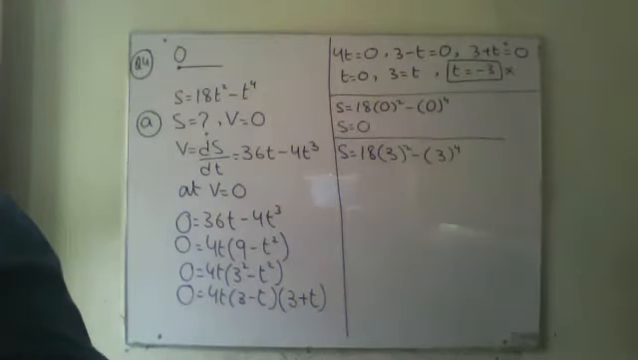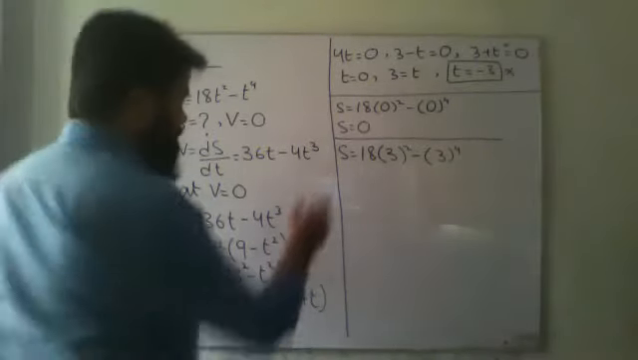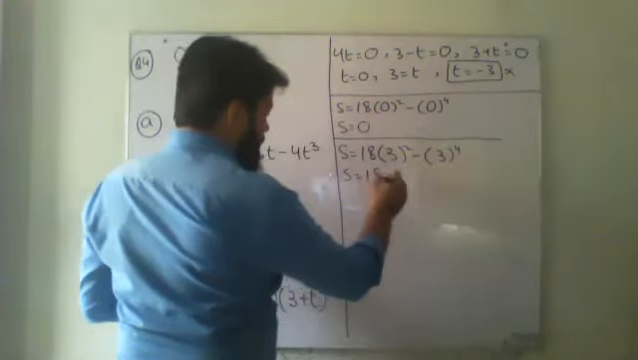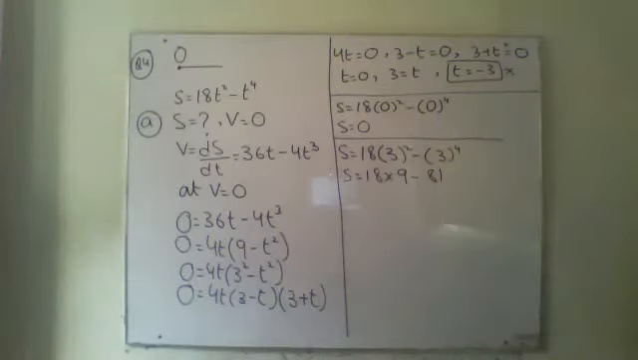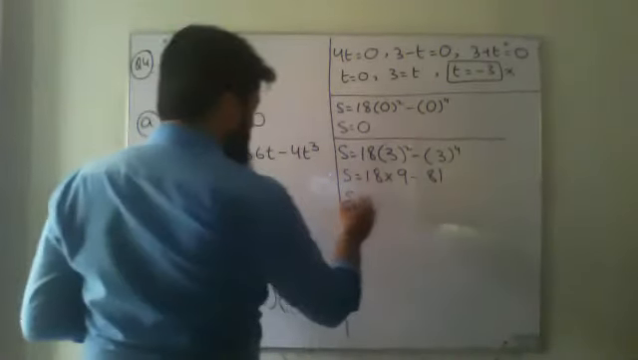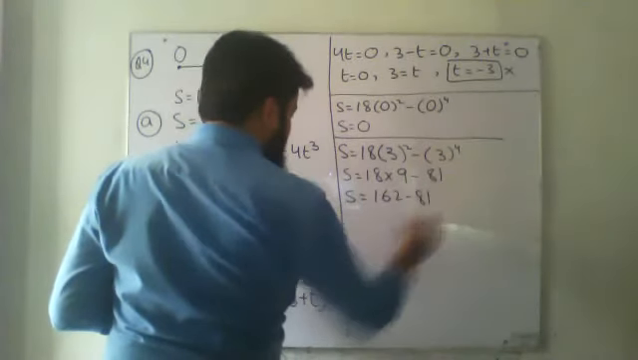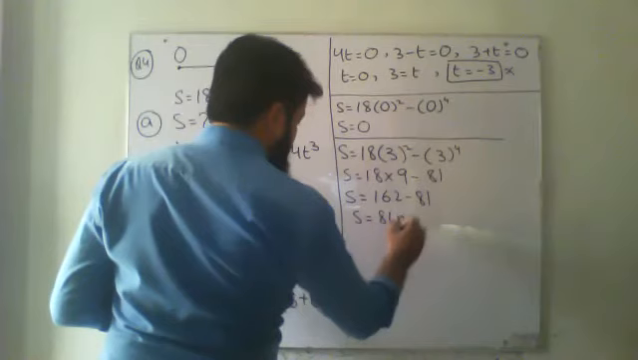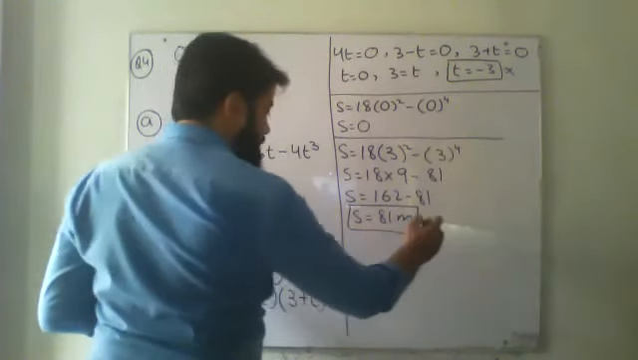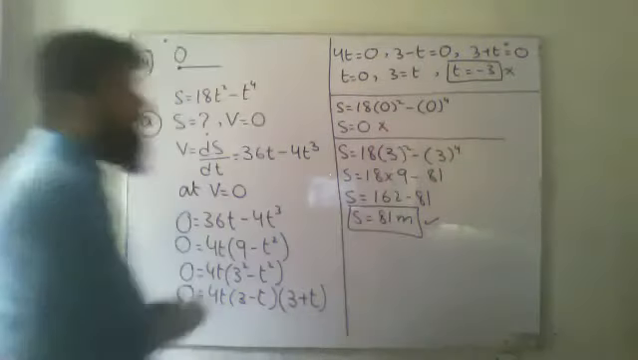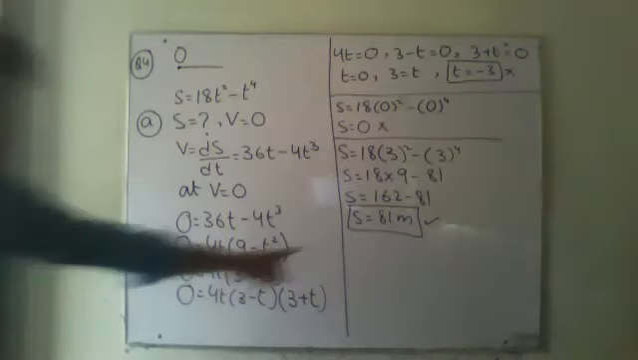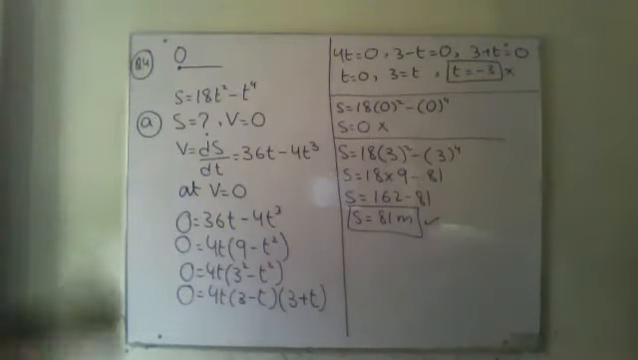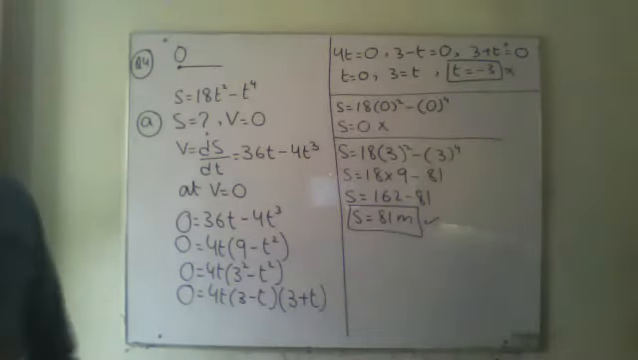Take out your calculators, all of you. So S equals 18 into 9 minus 81. S equals 162 minus 81. S equals 81 meters. Now I will consider this one and reject the zero one because they have asked for the non-zero value of S, and this is my non-zero value of S. That is the A part of this question.